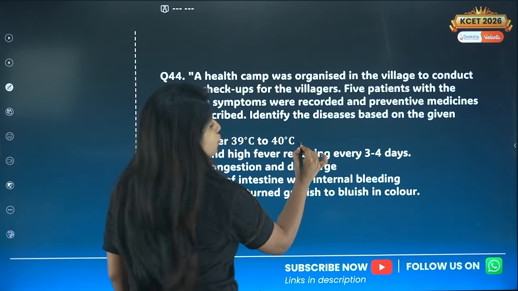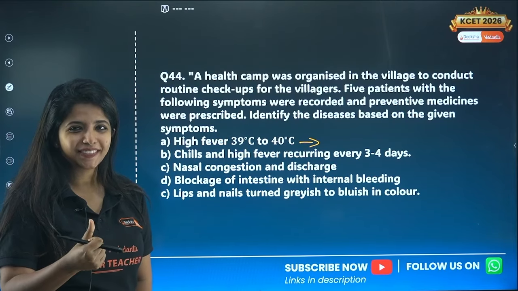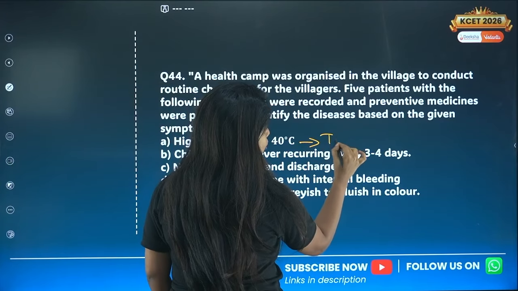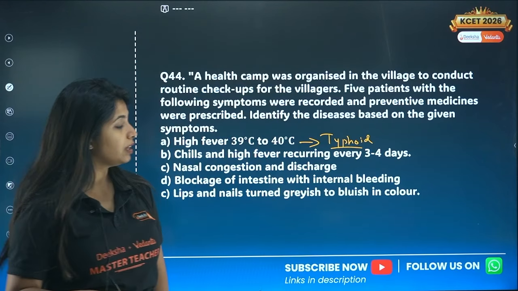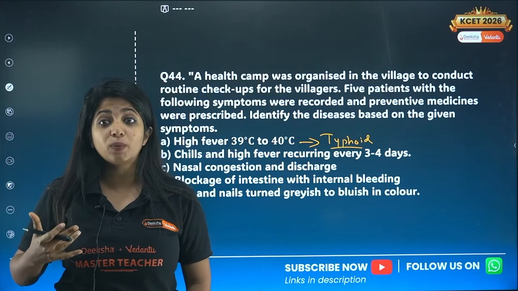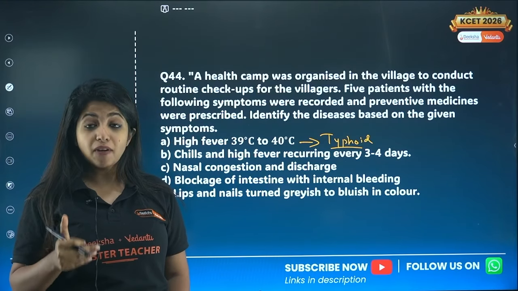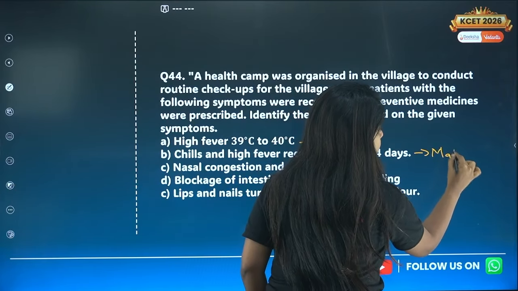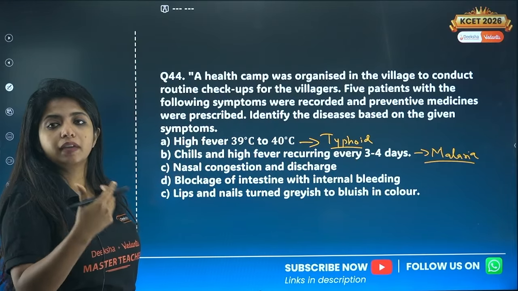High fever, 39 to 40 degrees Celsius. Guess, what is it? It would be typhoid. In typhoid you get fever spikes like that. Now, chills and high fever reoccurring every 3 to 4 days. So every 3 to 4 days you're getting chills. Why are you getting chills? Because the body is infected by Plasmodium that causes malaria, and the RBCs burst open and release some toxic things, which is why we get chills.